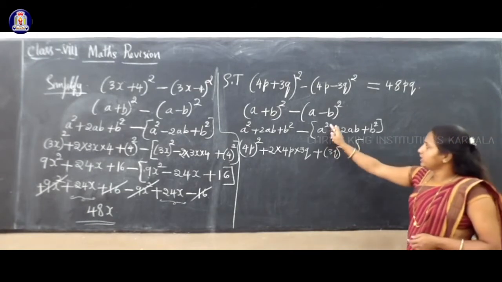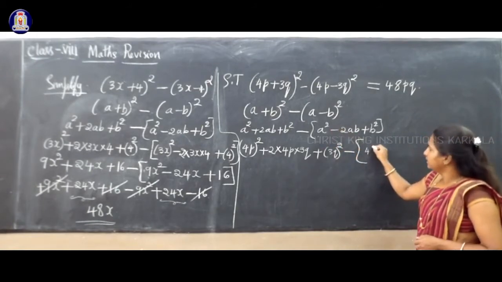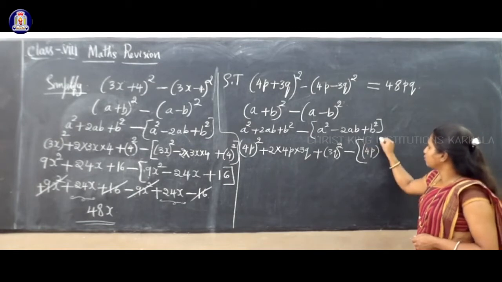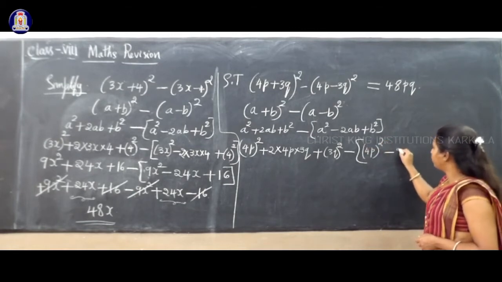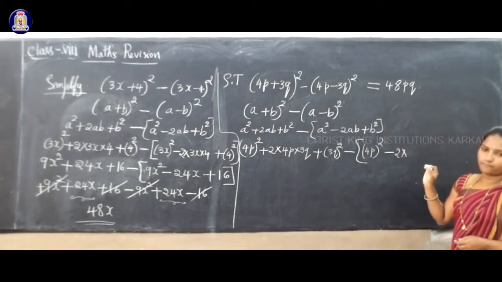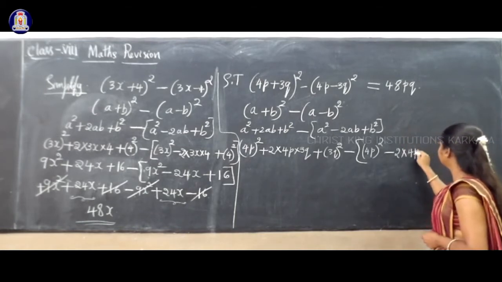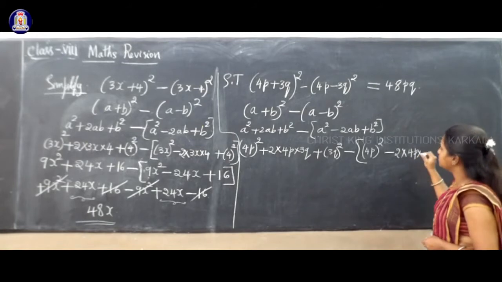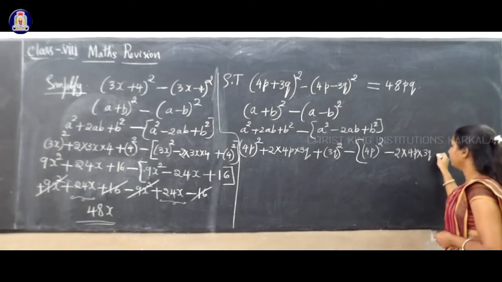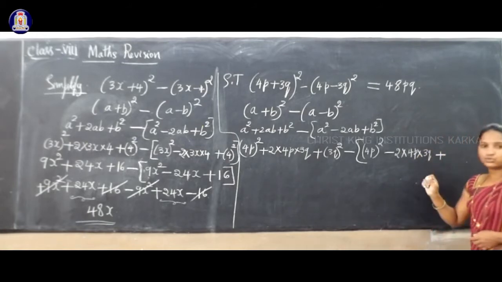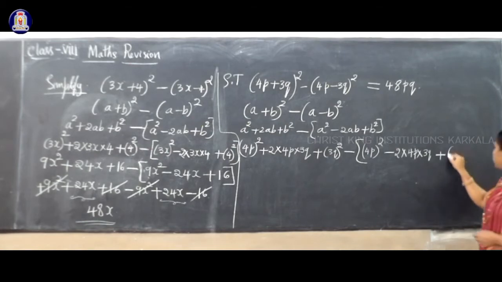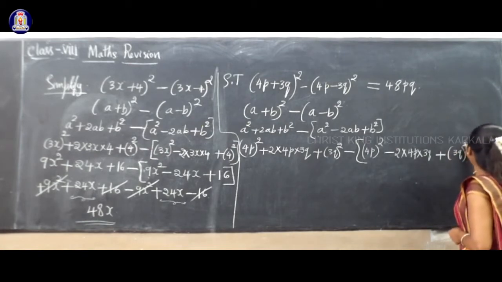So substitute. A square means a is 4p, so (4p) the whole square, minus 2 into what is a? A is 4p, into b is 3q, so 3q, plus b square. So b is 3q, so (3q) the whole square.